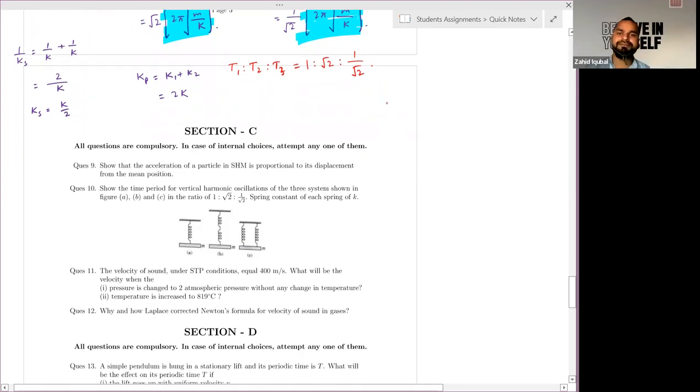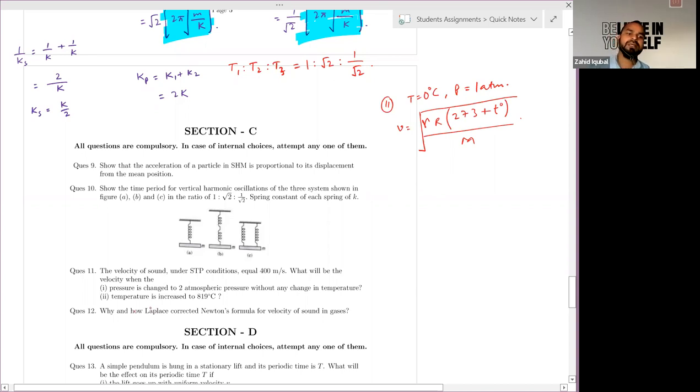Question number 11. The velocity of sound under STP condition. STP is standard temperature pressure, where temperature will be 0 degrees Celsius and pressure will be 1 atm. So you may write velocity as root under gamma times R times (273 plus T degrees Celsius) divided by M. At T equals 0, its value is 400.